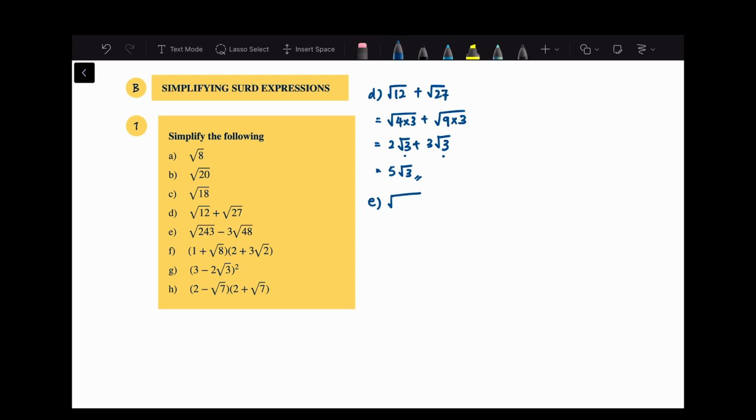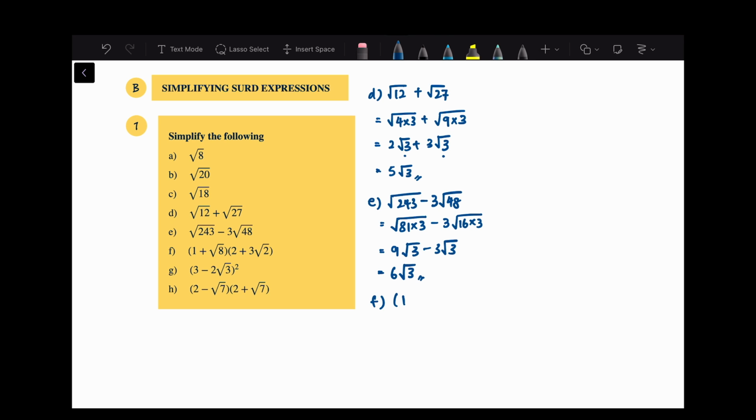For part E, not to worry, we have square root 243 minus 3 square root 48. Seems like a huge number, but we can think of 243 and break it down into 81 multiplied by 3, minus 3 and 16 multiplied by 3. To be very fast at this, think of the factors of the numbers that can be square rooted. So we have 9 square root 3 minus 3 square root 3, and this will give us 6 root 3.